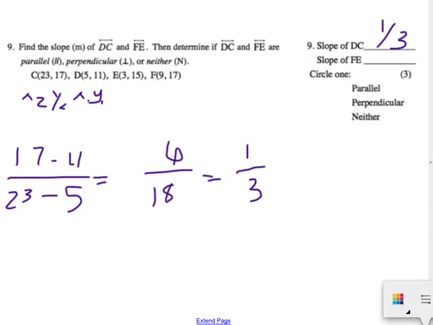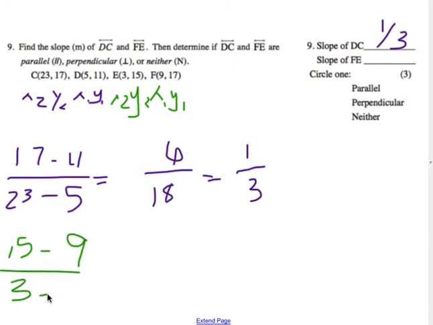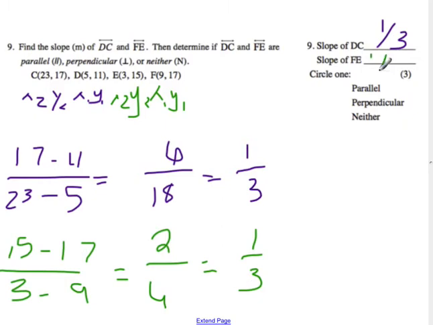Now let's go ahead and calculate the slope of FE. So I have x1, y1, x2, y2. So y2 minus y1 over x2 minus x1. Oops, this should be minus 17. Okay, so then we have 15 minus 17, which is 2. And then we're going to have 9 minus 3, which is 6. So both of those are going to reduce, and you get 1/3. So the slope of FE is 1/3. Since they have the same slope, they are parallel. To get a perpendicular slope, you want to have opposite reciprocals.